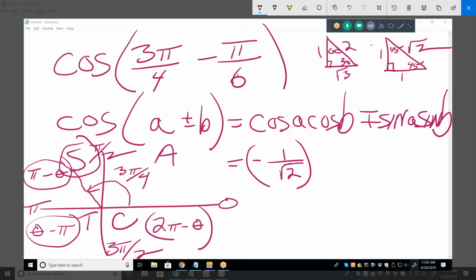Now, what's the cosine of pi over 6? First of all, you don't need to convert to degrees, but you can if you want. And I don't blame you. If you are just now being introduced to radians, it's hard to think in a new language, and that's what radians are. So if you want to convert that to degrees and then figure out what the sine of 30 degrees is, that's fine, or the cosine of 30 degrees. But that's what that is, 30 degrees.